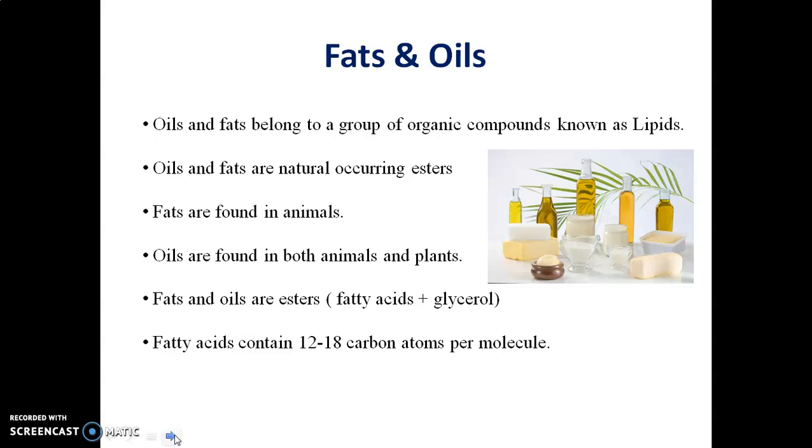Fats and oils belong to a group of organic compounds known as lipids. Oils and fats are naturally occurring esters. Fats are found in animals, whereas oils are found in both animals and plants. Fats and oils are esters, so together we call them fatty esters or fatty acids of glycerol. Fatty acids usually contain 12 to 18 carbon atoms per molecule.